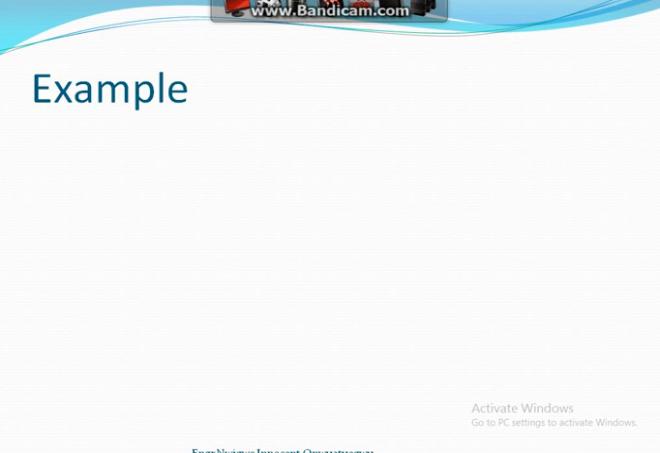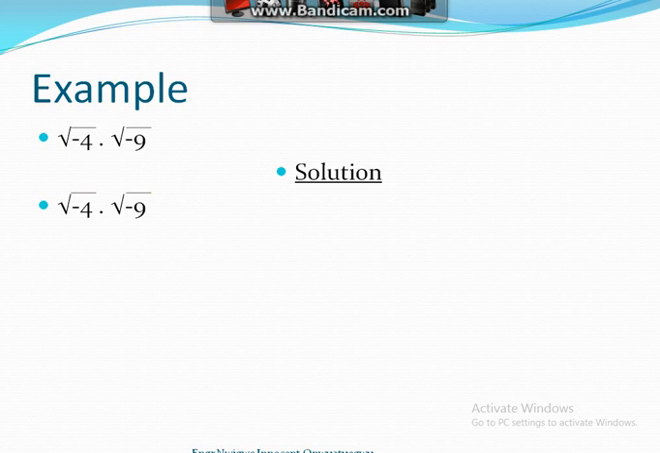Example, multiply the square root of minus 4 times the square root of minus 9. Solution, since we are multiplying the square root of minus 4 and the square root of minus 9, that minus is the same thing as i. The square root of 4 is 2i, times the square root of 9, which is 3i. So we have 6i squared, the same thing as minus 6.